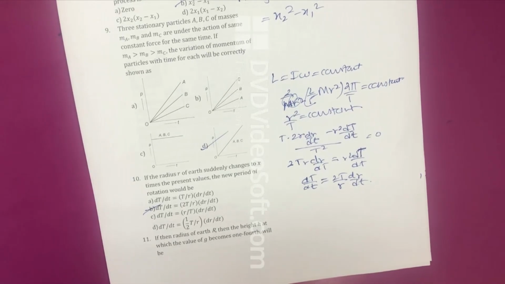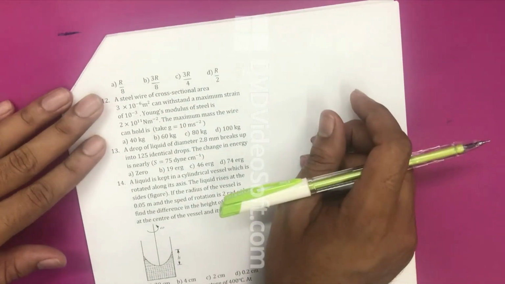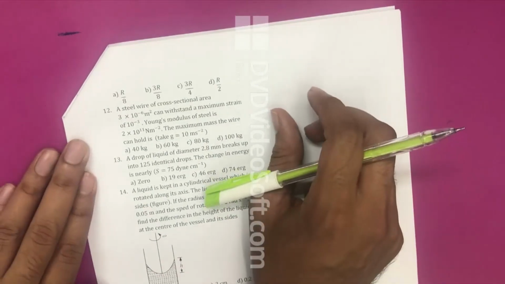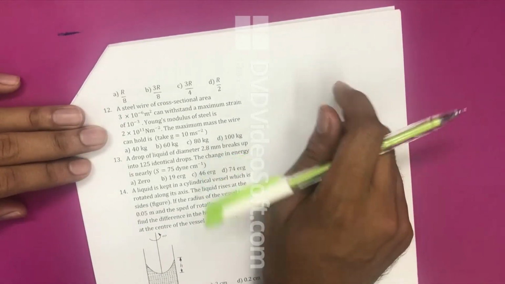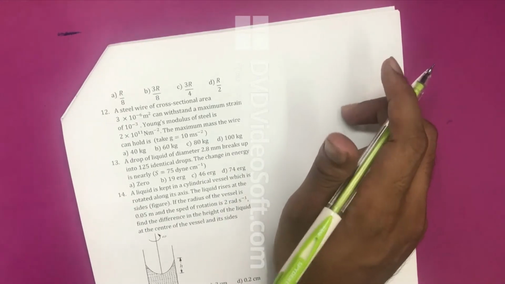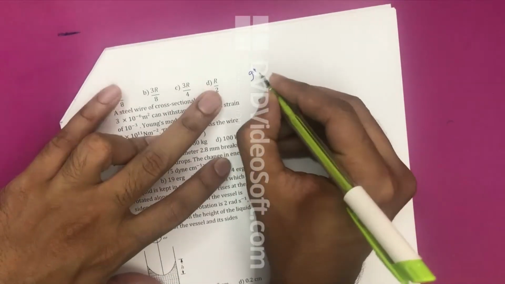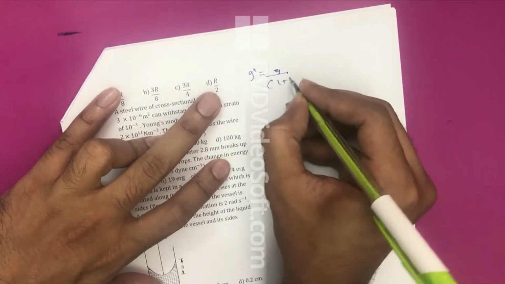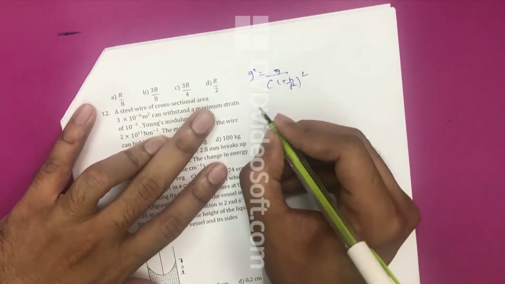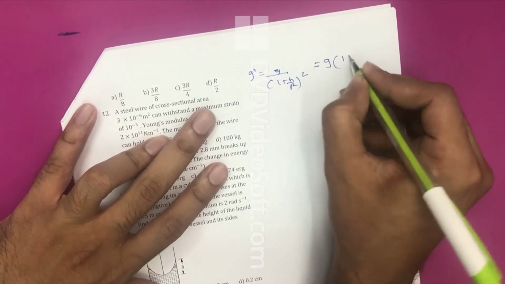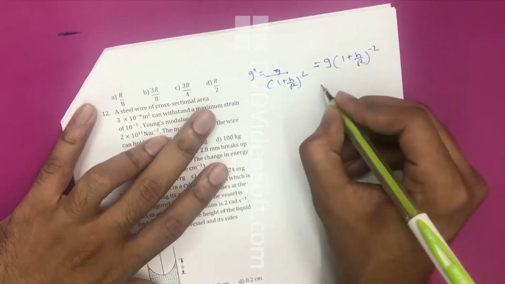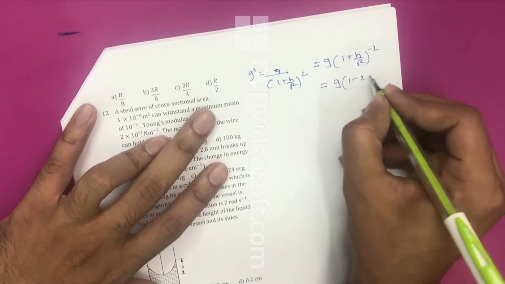Question 11. If then radius of Earth r and the height h at which the value of g becomes 1/4 will be. So we have to check the height at which the value of g becomes 1/4. The value of acceleration due to gravity at height h above the surface of the Earth is given by g' equals g divided by (1 plus h by r) the whole square, which is equal to g (1 plus h by r) raised to minus 2, which is equal to g (1 minus 2h by r).